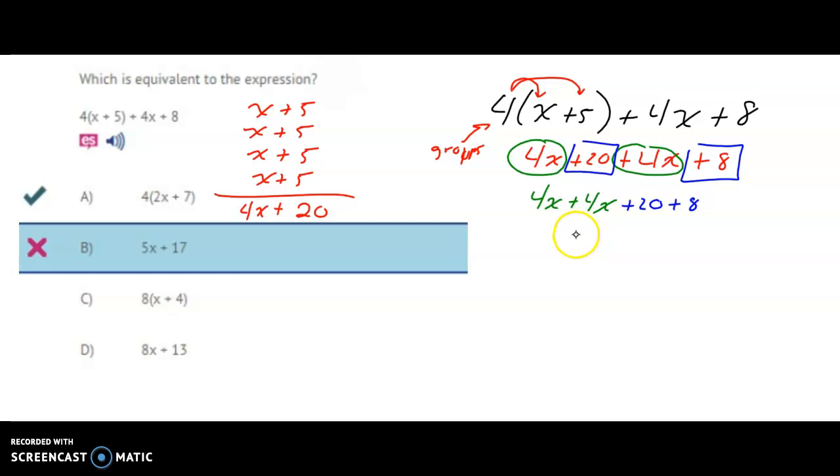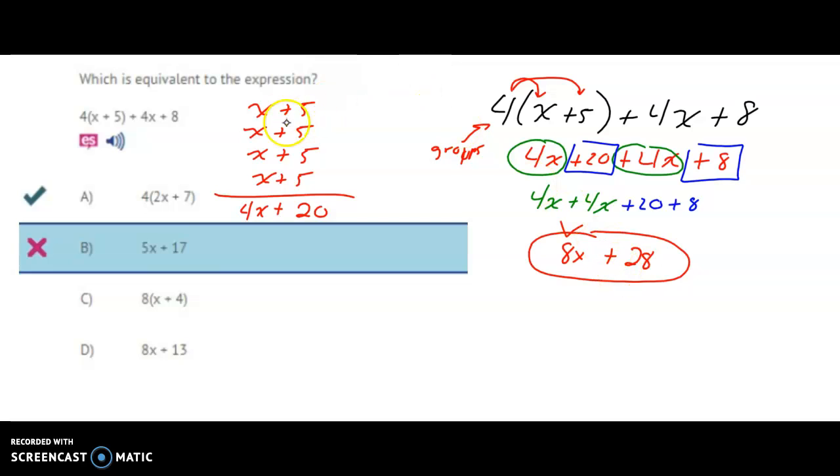Now we're going to combine our like terms. What's 4x plus another 4x? Gives me 8x, plus 20 plus 8 gives me 28. Now, I want you to look over here. This is actually a higher level problem because I don't see 4x plus 28. None of these are 8x plus 20. I've got 8x plus 13, 8 times the sum of x and 4. All right, but this is not making sense. So here's my answer, right? I've got to look over here and see if any of these are exactly the same as these.